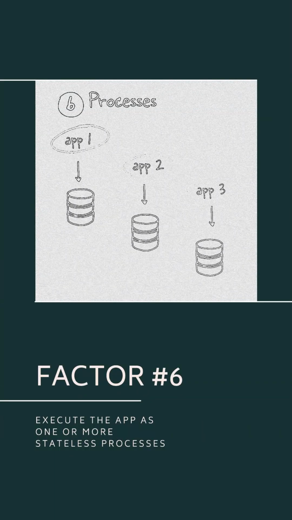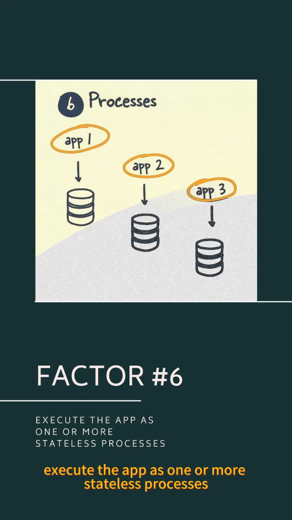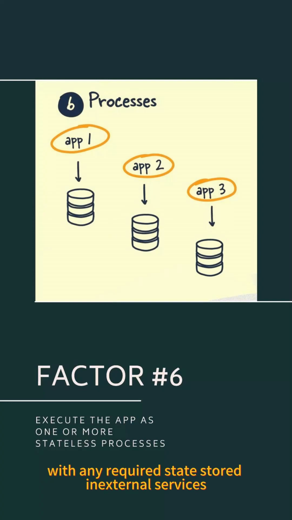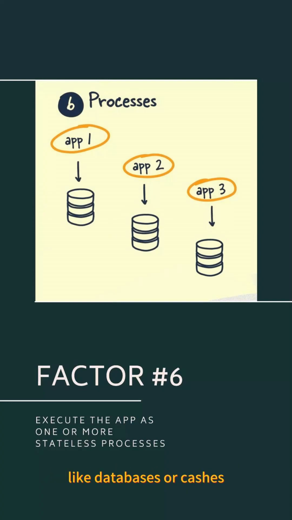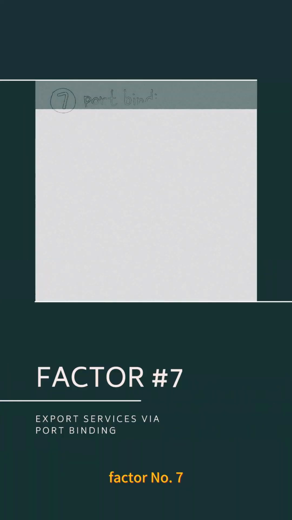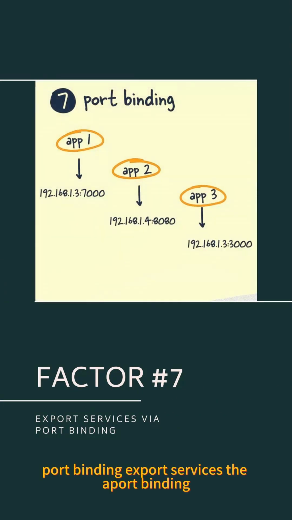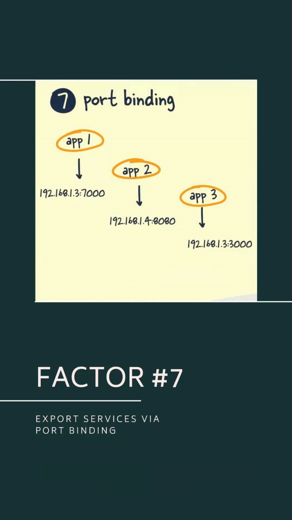Factor number 6. Processes. Execute the app as one or more stateless processes. Applications should be stateless and share nothing, with any required state stored in external services, like databases or caches. Factor number 7. Port binding. Export services via port binding. Applications should be self-contained and bind to a port to become accessible.